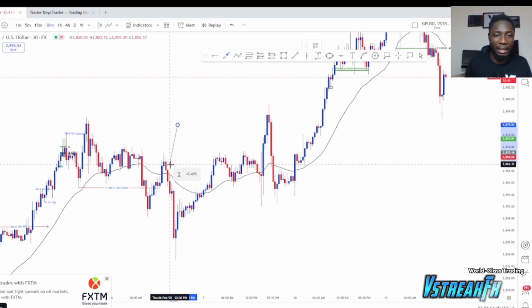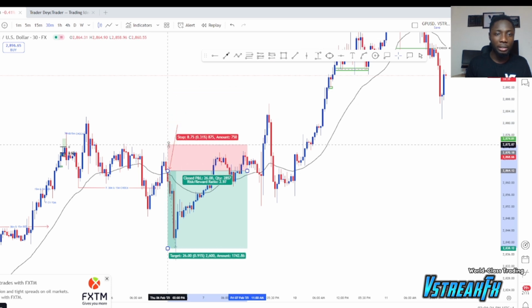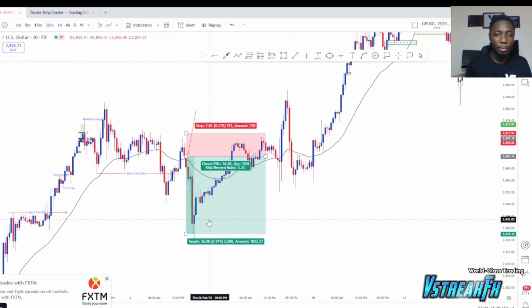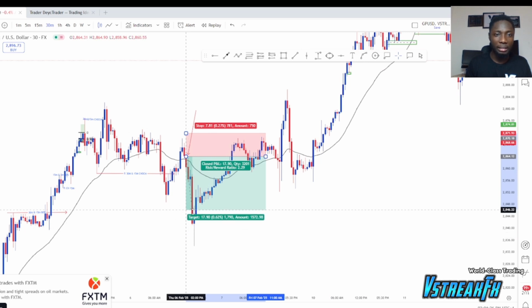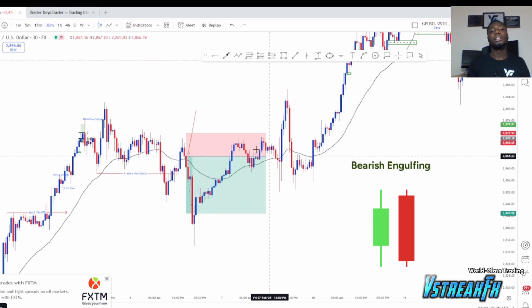Yeah, look at this one here. You can see how this red candle covered the whole body of this candle. So if you are using this candle to take a trade, you can easily pick it and mark a 1:3 on the trade. It's very, very easy.